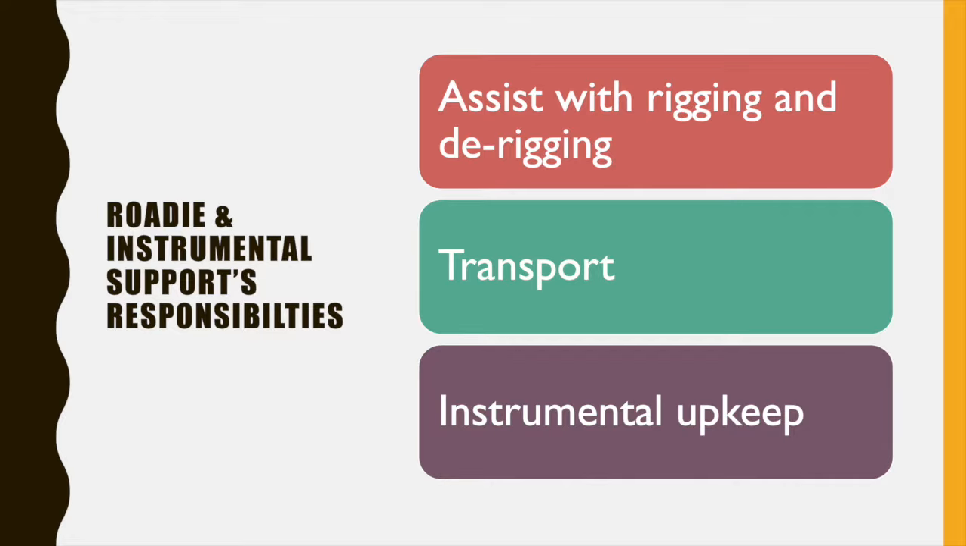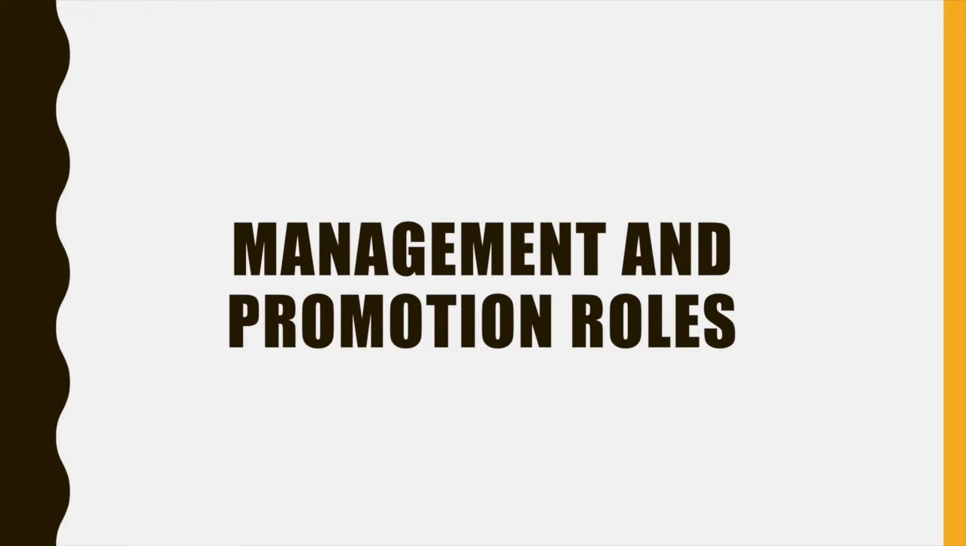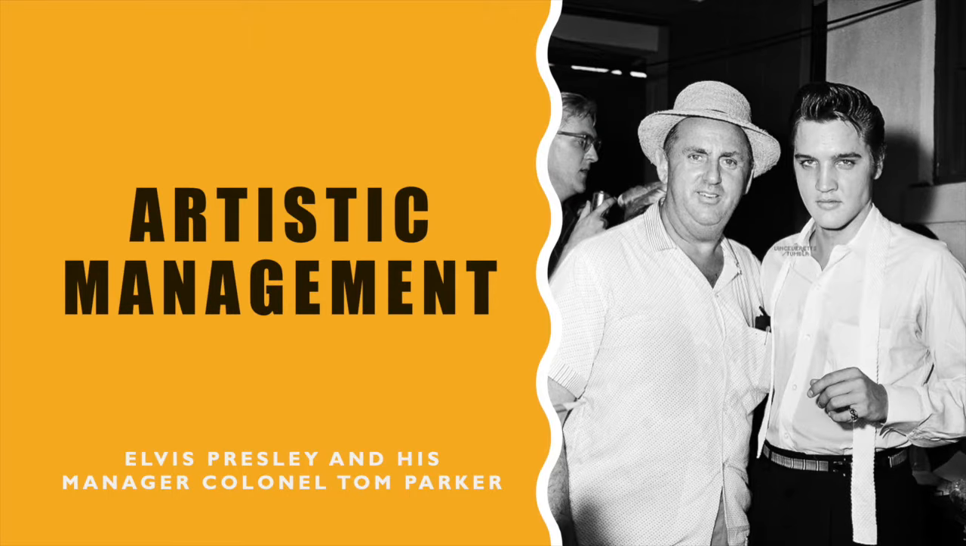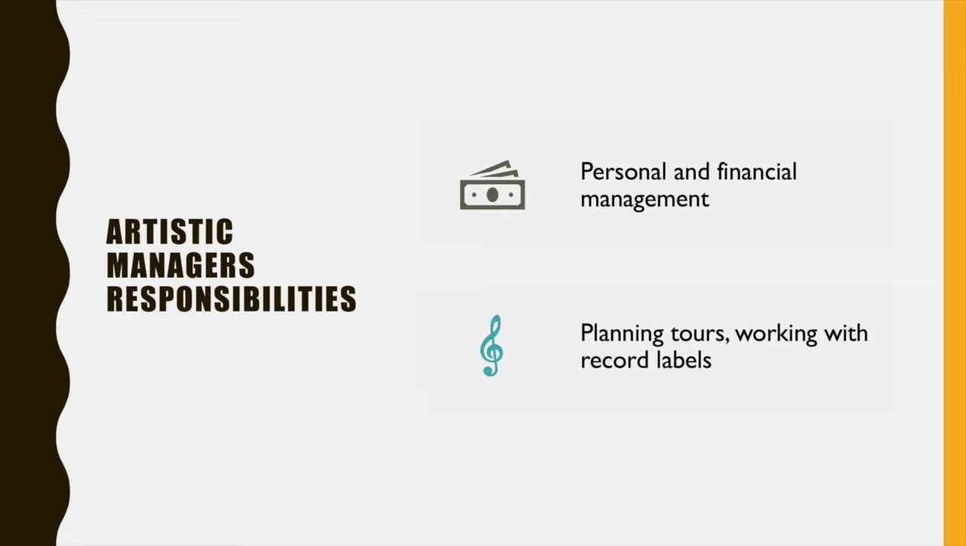So the next set of job roles we're going to look at are the management and promotion roles. First off, we're going to look at artistic management. So here is Elvis Presley and his manager, Colonel Tom Parker, and his job responsibilities would be to give personal and financial management. He would advise the artist on which opportunities to take, which staff to hire, what to schedule and when, and then what to do with the money that they earn.